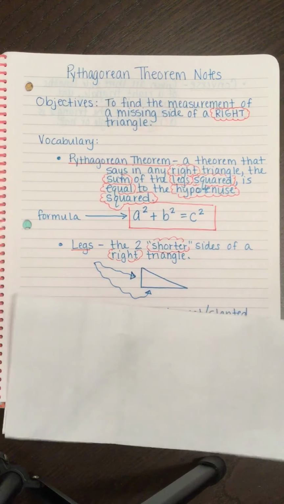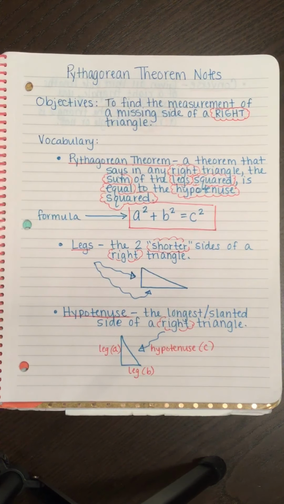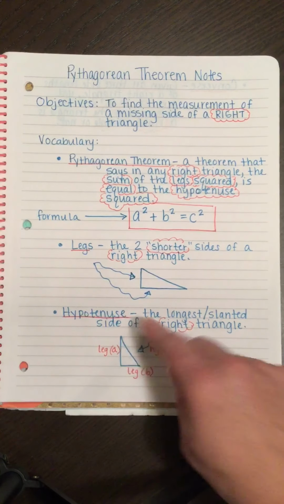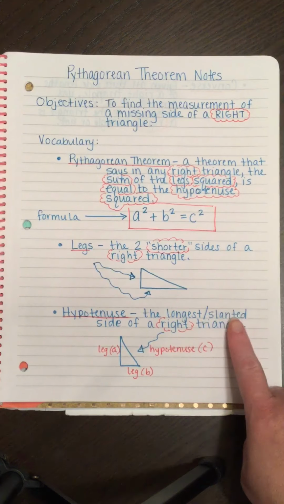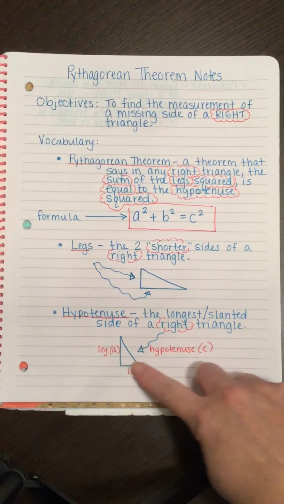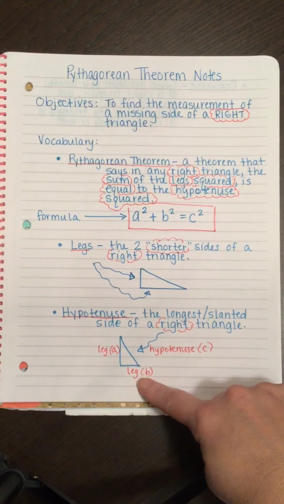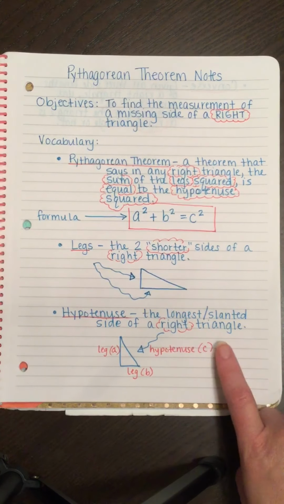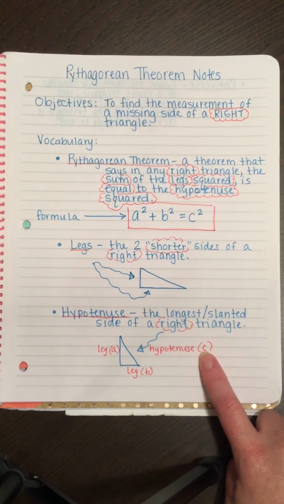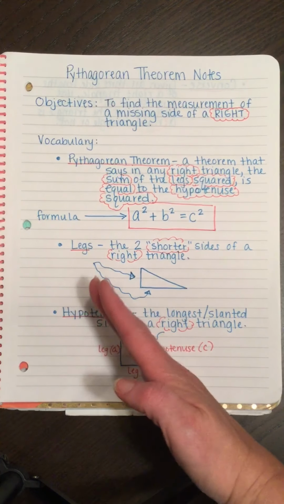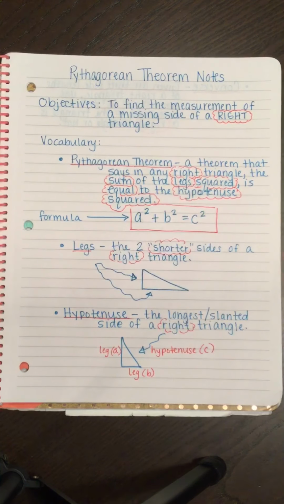All right, the next term is hypotenuse, and you say it just like it's written: hypotenuse. The hypotenuse is the longest or the slanted side of a right triangle. So when you have a right triangle, you've got your legs, as we talked about previously. This slanted side right here is your hypotenuse, and your hypotenuse is always C. You cannot change around the hypotenuse. It always has to be C, and it always has to be the slanted side of a right triangle.